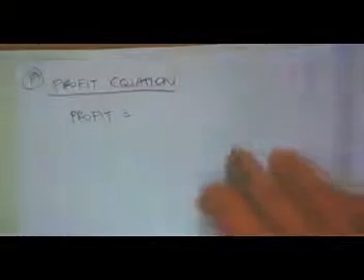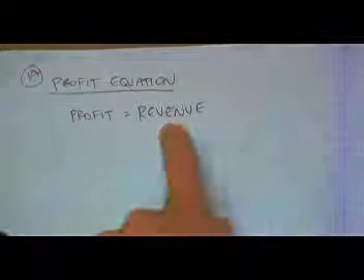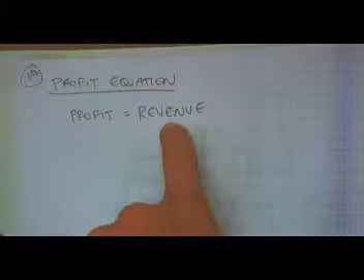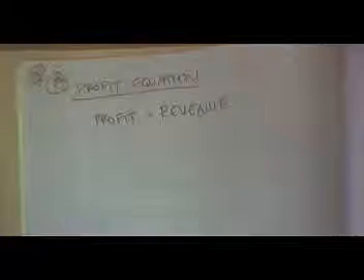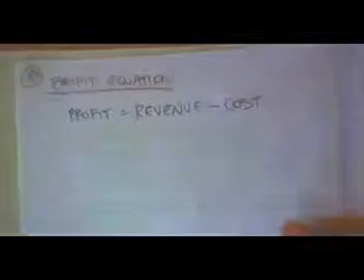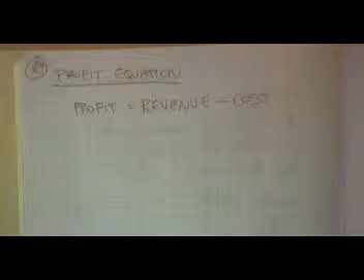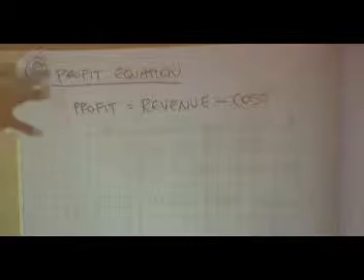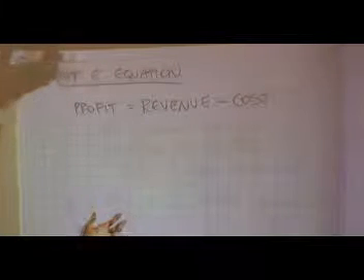Profit is equal to, as simplified as we can get it, your revenue. What's revenue? Incoming money, how much money you make. Minus cost. So revenue minus cost. Now, cost is, as Xander said, how much you spend.